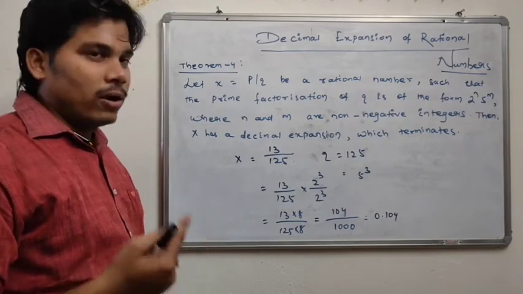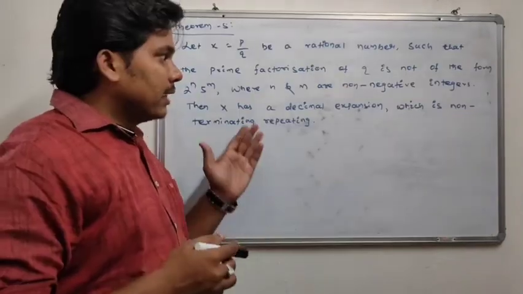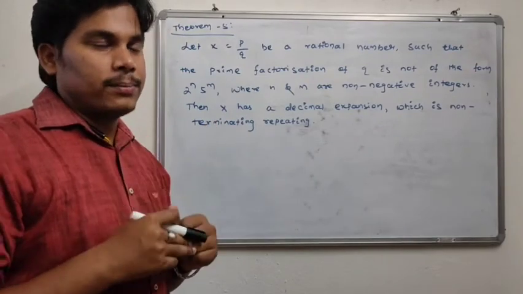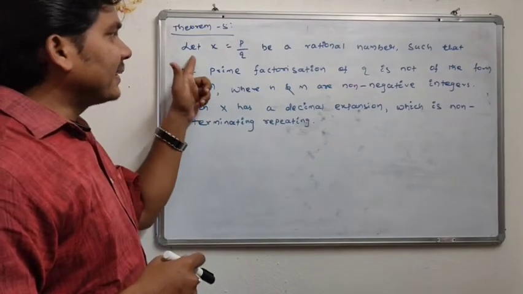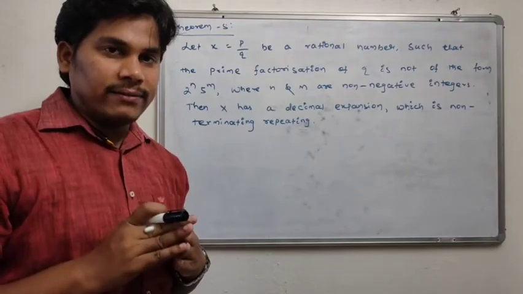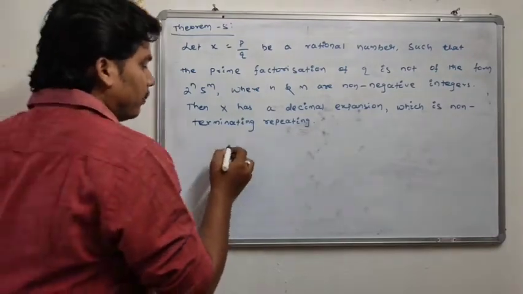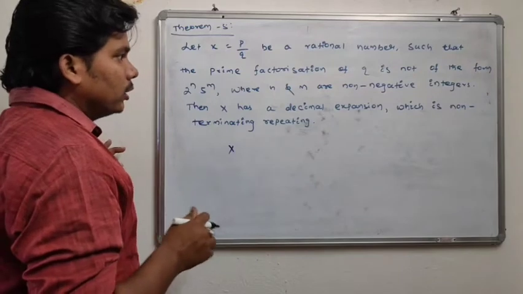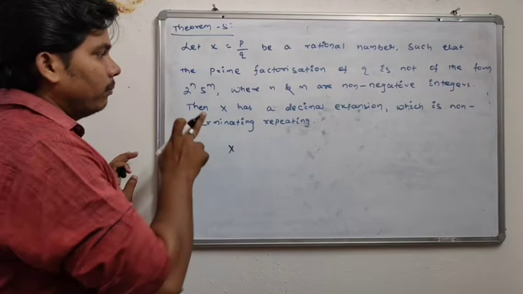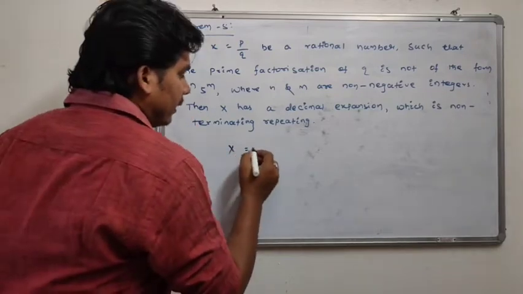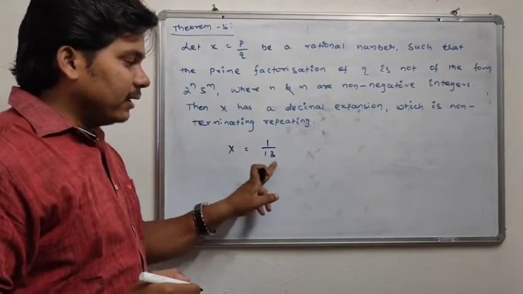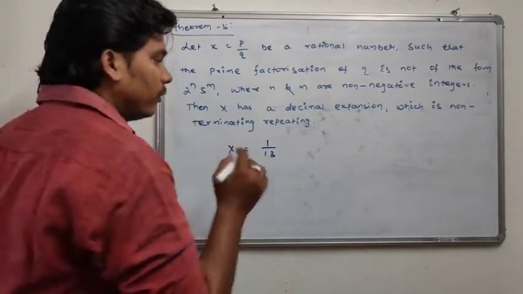What is theorem 3 of this exercise? The third theorem of this exercise, or the fifth theorem of this chapter, is: let x equal to p by q be a rational number, such that the prime factorization of q is not in the form of 2 power n into 5 power m. Let's take x as 1 by 13. If I take this 13 as the q, then what will happen?